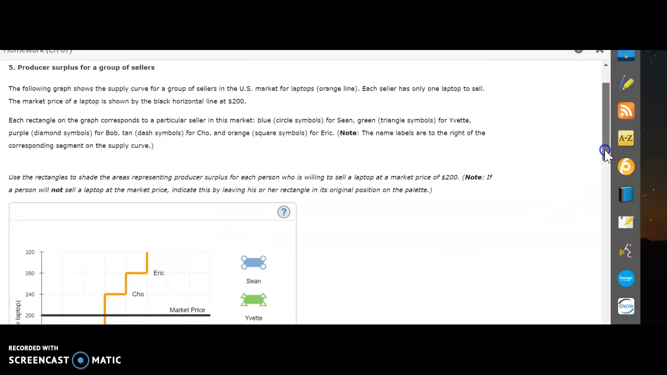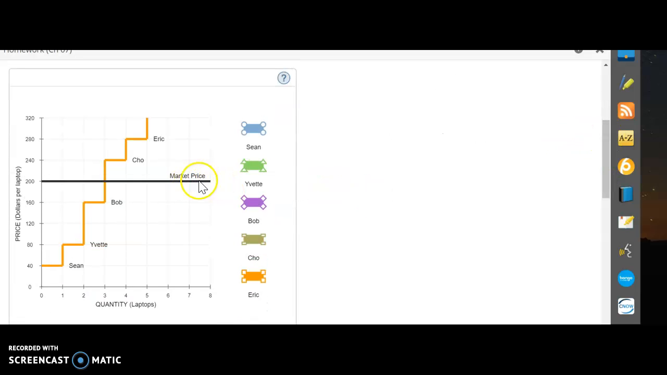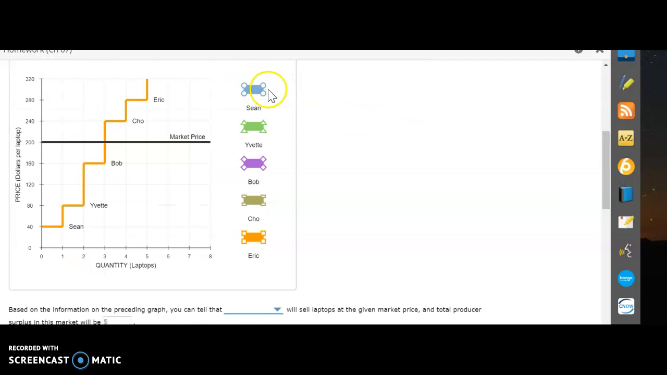Each seller has only one laptop to sell. The market price for a laptop is shown by the black horizontal line at 200. Okay, that one. Each rectangle on the graph corresponds to a particular seller in this market. Okay, so the blue is for Sean, green for Yvette, and so forth. That's all. That's this stuff here.